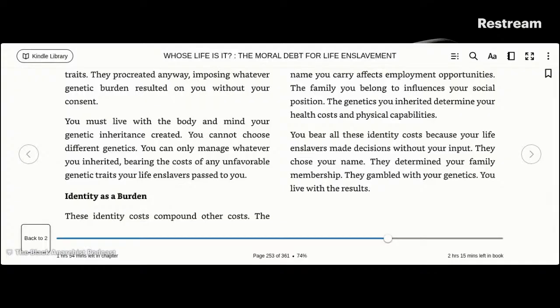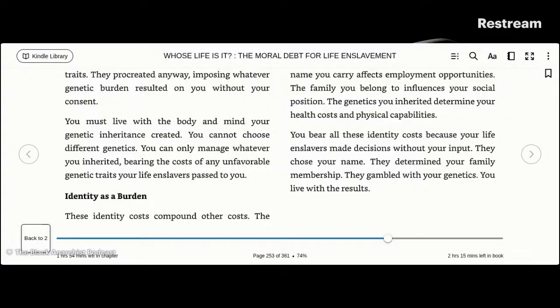They procreated anyway, imposing whatever genetic burden resulted on you without your consent. You must live with the body and mind your genetic inheritance created. You cannot choose different genetics. You can only manage whatever you inherited, bearing the cost of any unfavorable genetic traits your life enslavers pass to you.